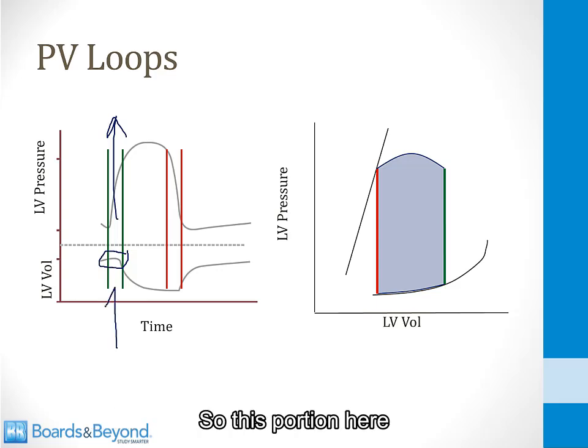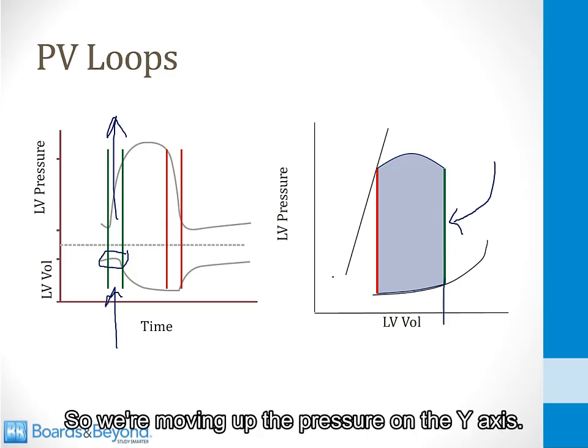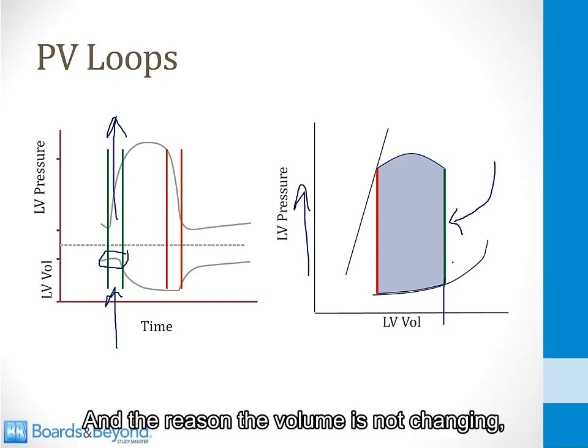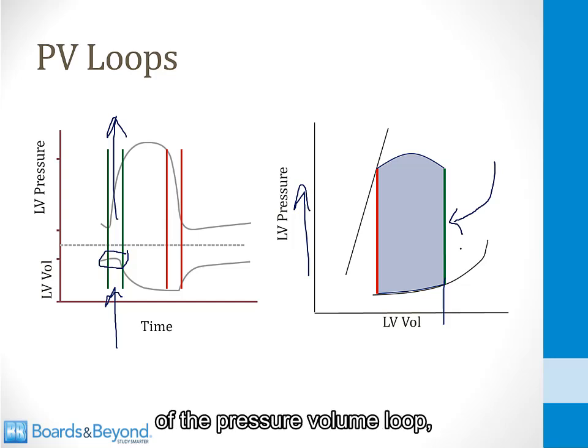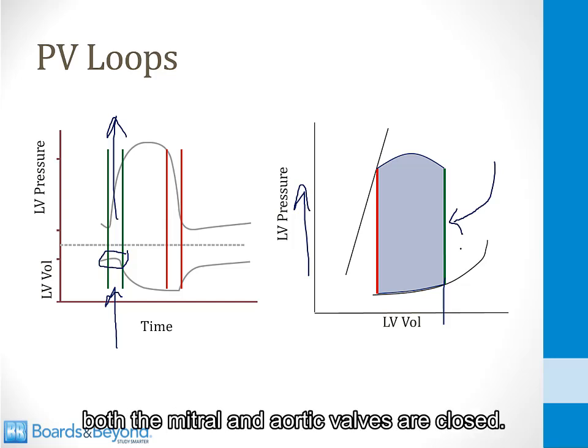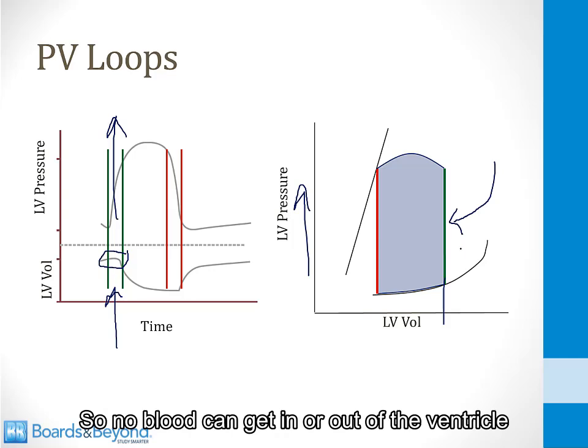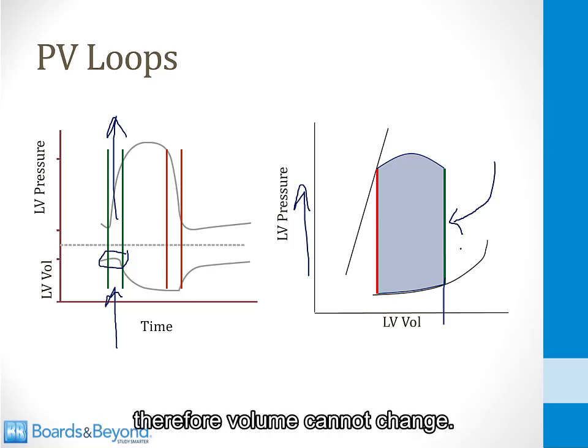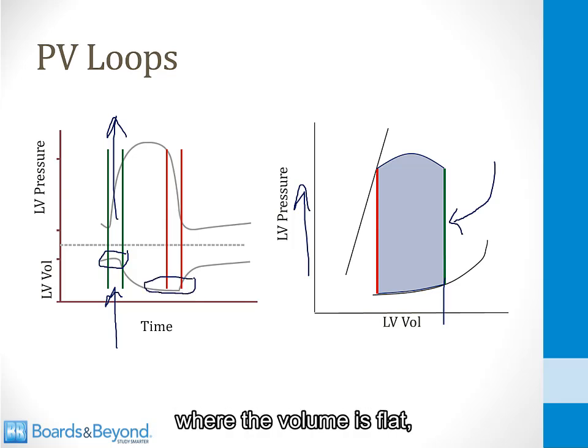So this portion here between the two green lines represents isovolumic contraction, and that is denoted on the pressure volume loop by this green line here on the right side. The volume is constant, so it's a straight line, but the pressure is rising, so we're moving up the pressure on the y-axis. And the reason the volume is not changing is because at this portion of the pressure volume loop, both the mitral and aortic valves are closed, so no blood can get in or out of the ventricle, therefore volume cannot change.